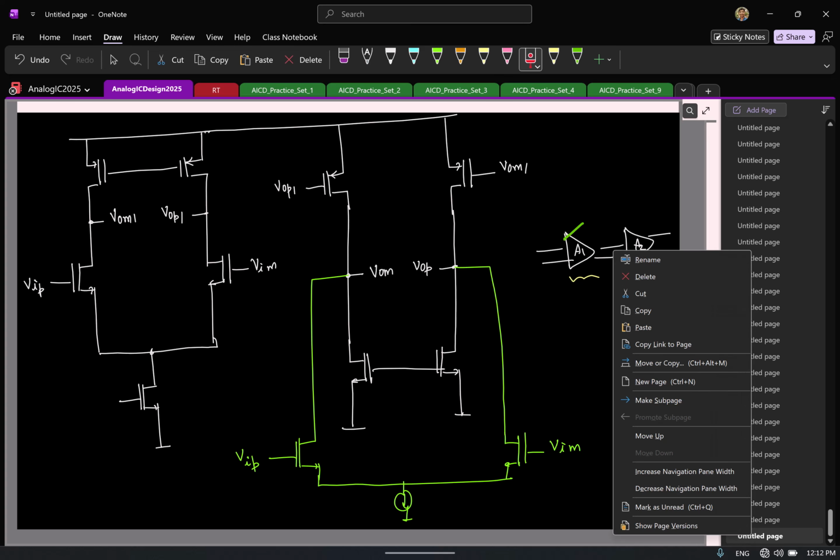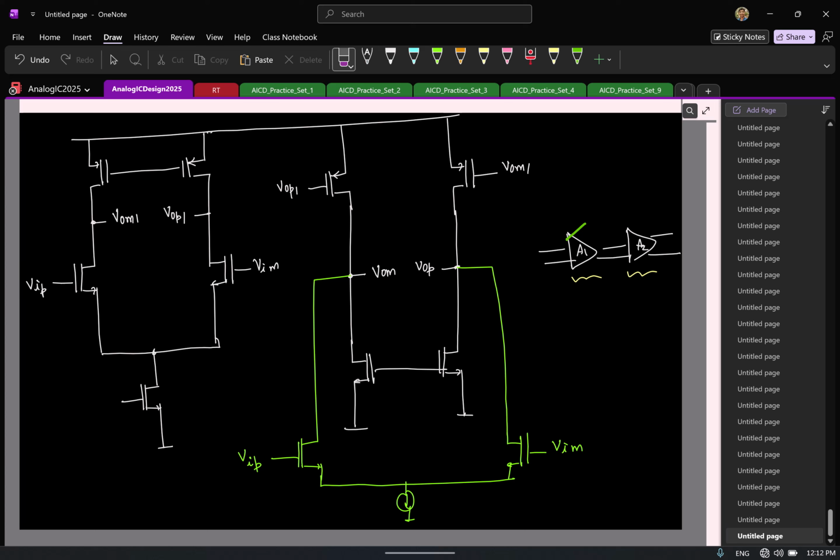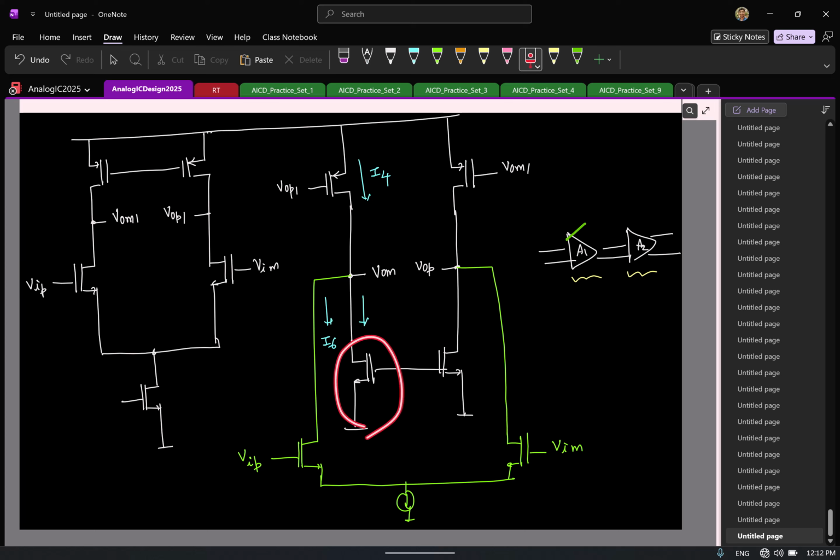So now this can be further simplified. Let me call the bias current for this transistor I4, and I'll call the current here I6. So what can you say about the DC bias current in the NMOS transistor here? How much? I4 minus I6, right? Now tell me what might be a trivial design choice for I4 and I6.